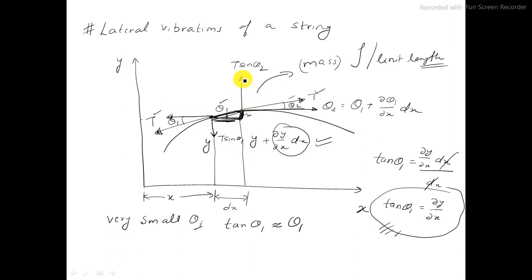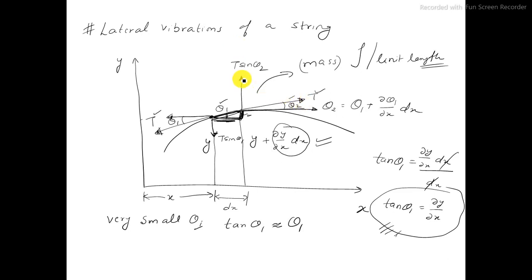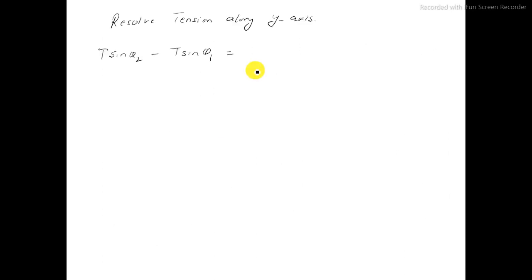We will resolve tension along the y-axis. That's why I am only taking the sin theta components. So we will have T sin theta 2 and T sin theta 1 as the tensions along the y-axis. We will take the two tensions and resolve them. The difference of tension is equal to the force, and force is equal to mass into acceleration.